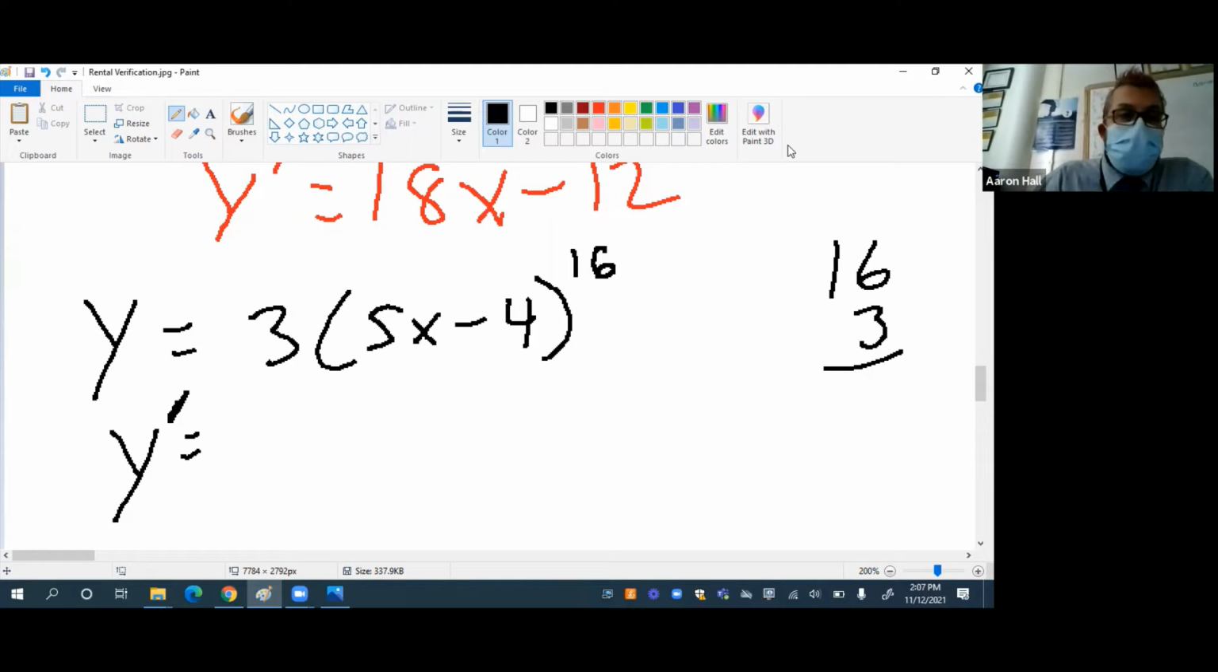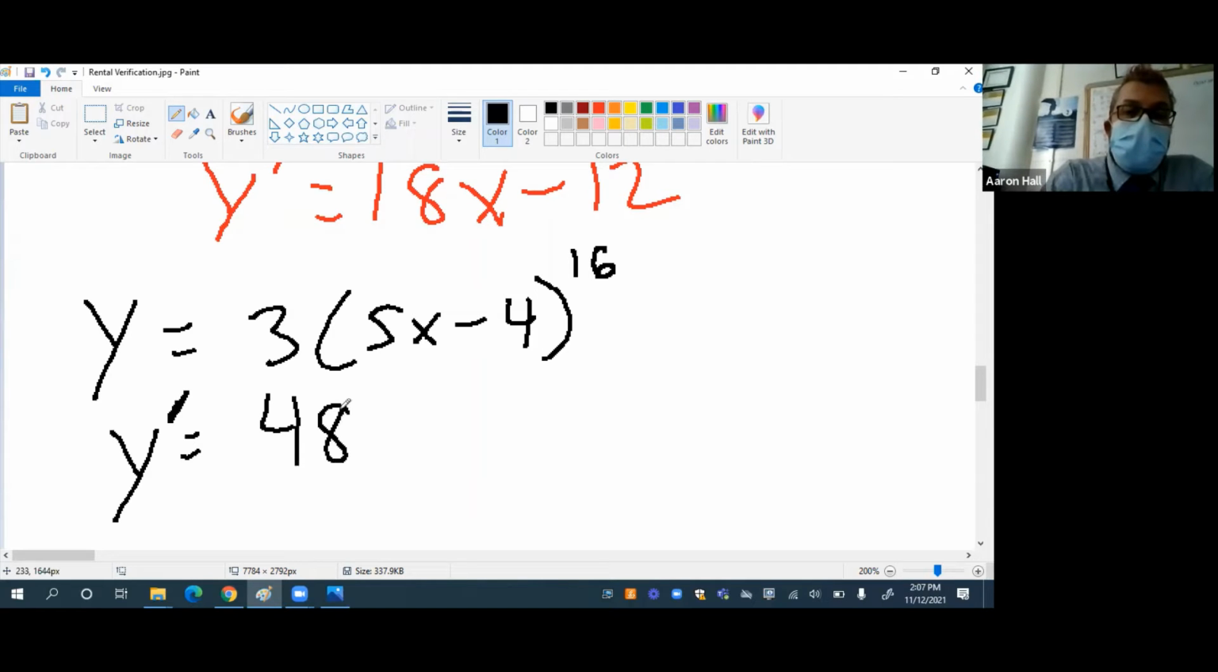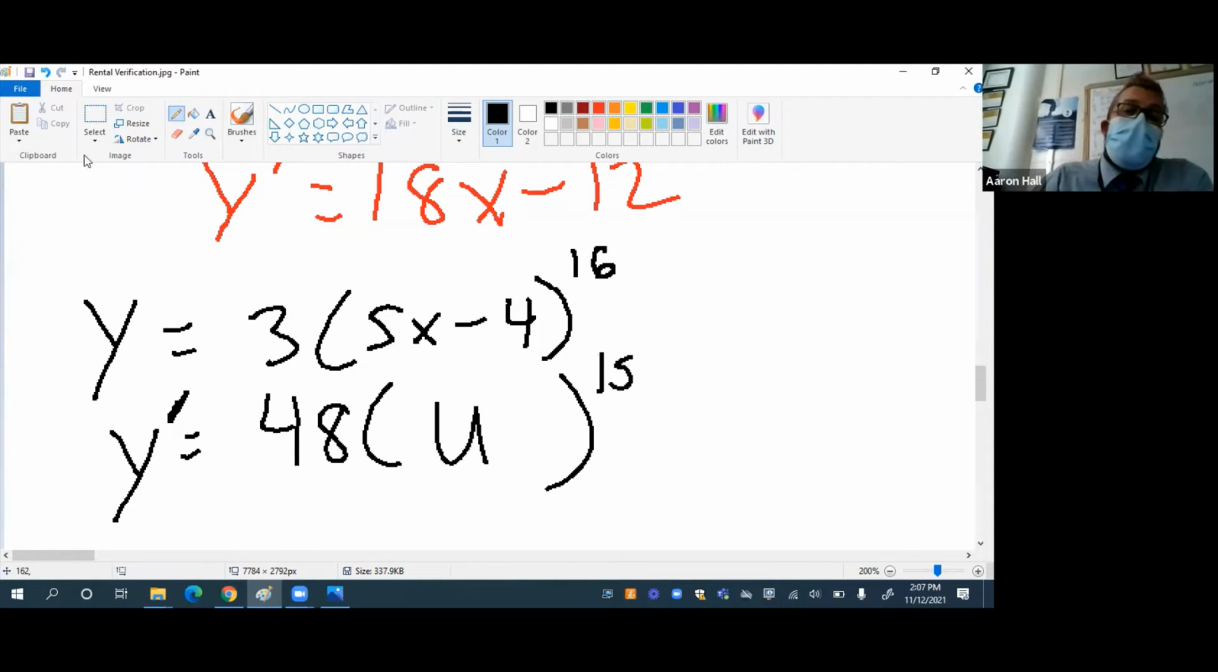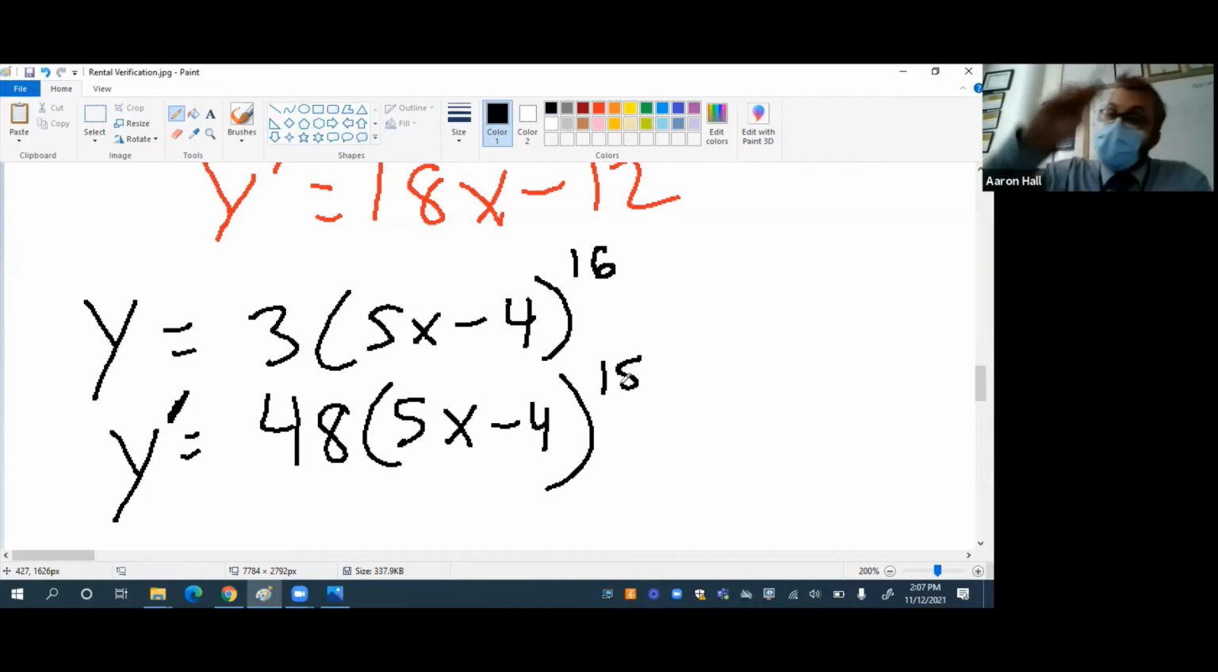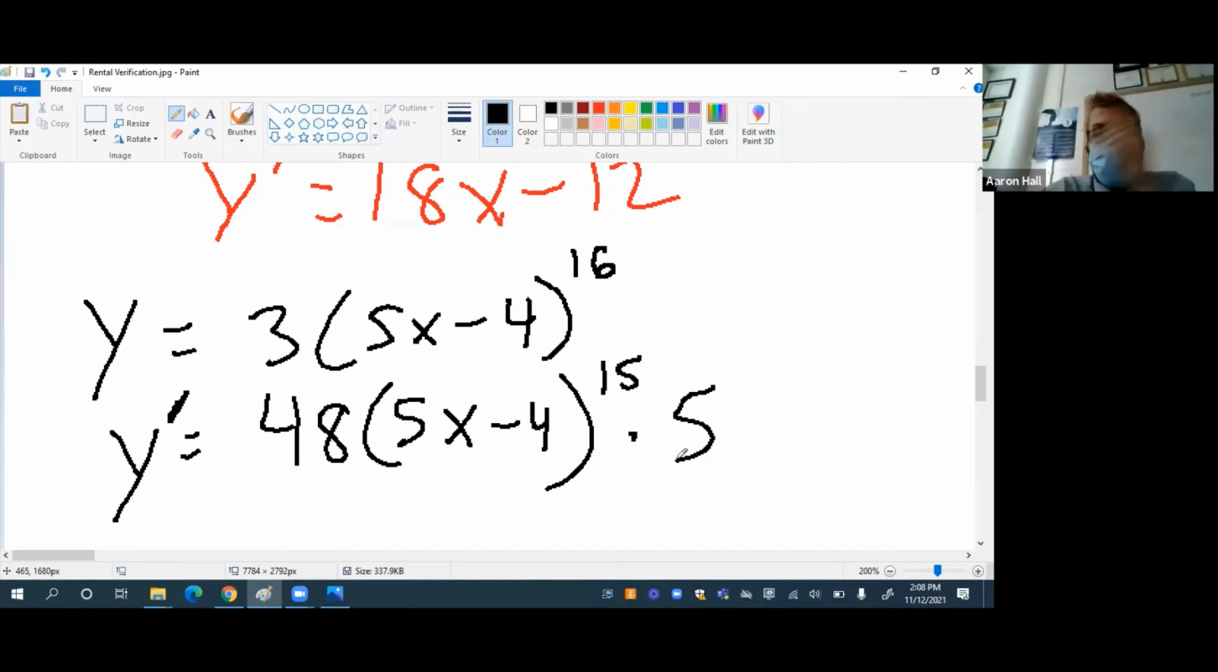Is it 48? 48 times u to the power of 15, yeah. Now it wasn't u, it was actually 5x minus 4. So we just took the derivative of the outside function times the derivative of the inside function, which is 5. Yep, there you go. Stop there.